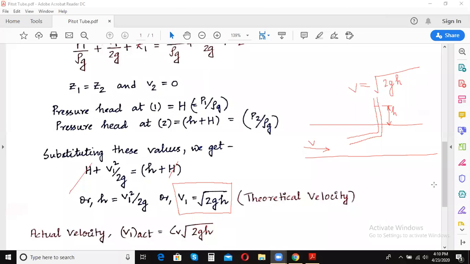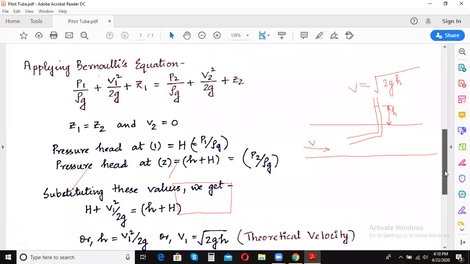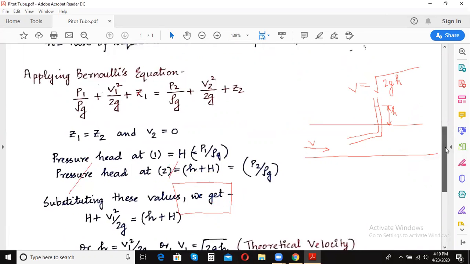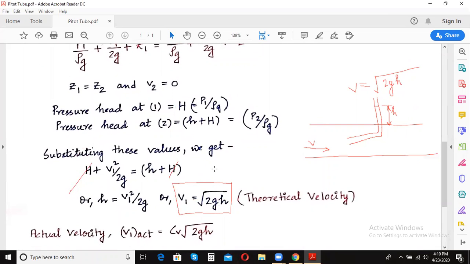Now see, we did not take into account all the losses that might happen inside the tube. So the equation we have derived here, V1 is equal to root over of 2gh, is only applicable for ideal fluids, not for real fluids. So this is basically the theoretical velocity.